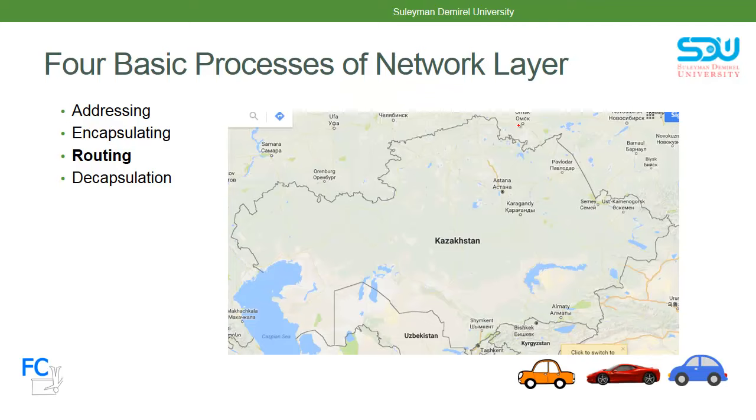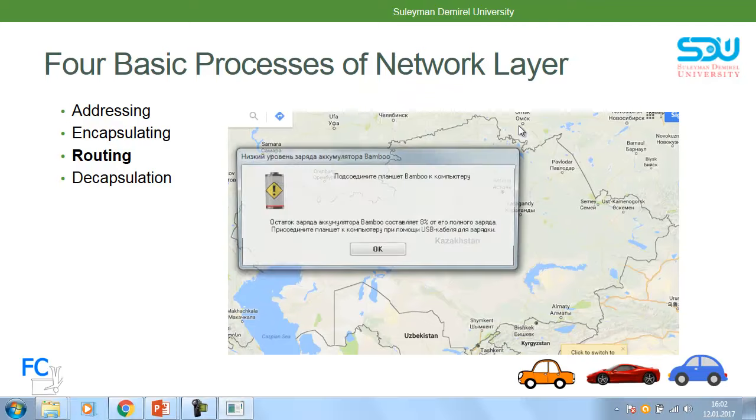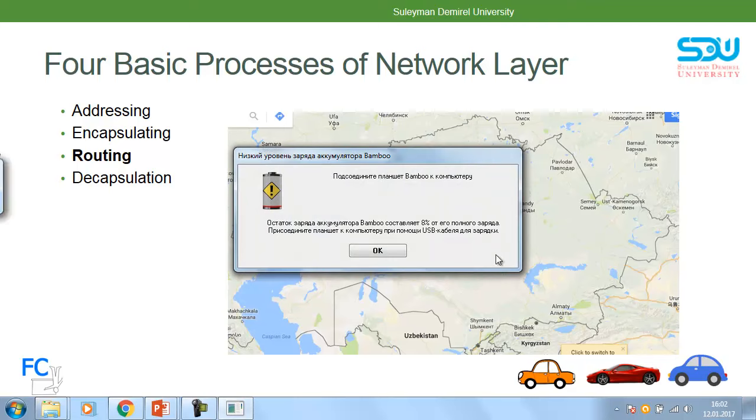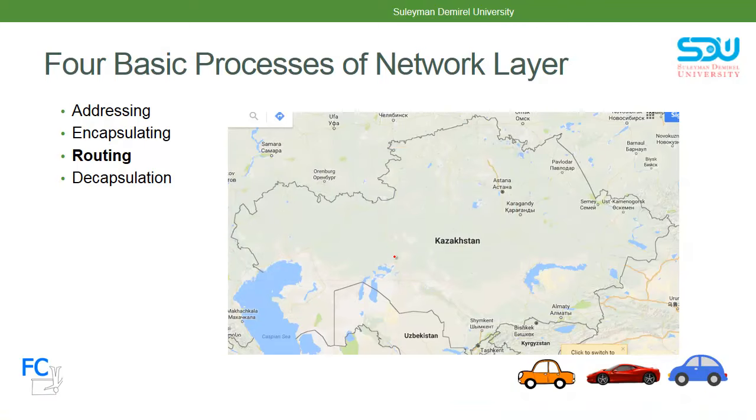The network layer is responsible for routing. Let's have an example where we have point A, which is Almaty city, in which our university is situated, and Astana, which is the capital of Kazakhstan.